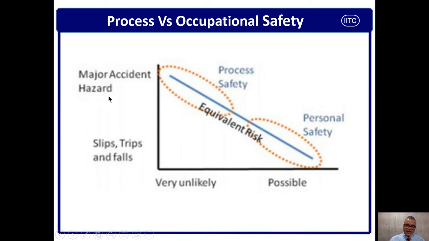When we say major accident hazard, that means this event can kill many people at one point of time. It has huge impact on production loss, it has huge impact on facility damage, it has huge impact on financial loss.